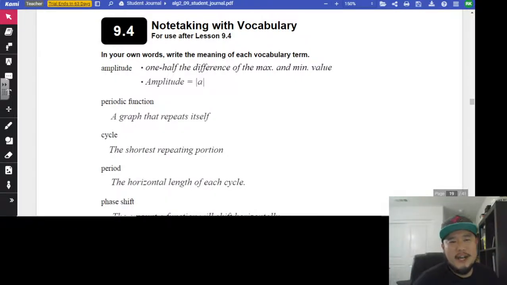All right, this lesson is on 9.4. We're going to split this up into 2 days. One of the things that I would recommend you getting right now is some graph paper. That'll definitely help you as we graph sine and cosine functions here.